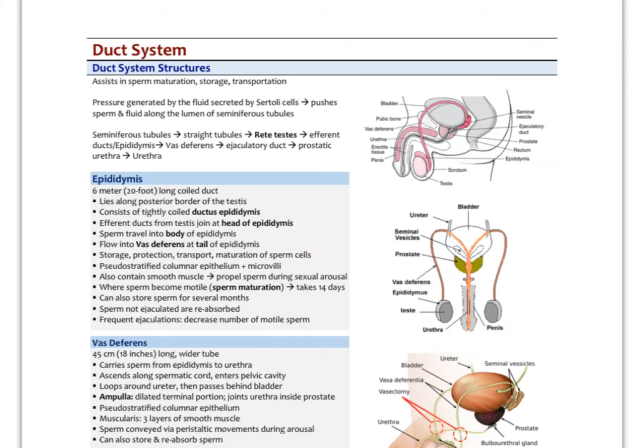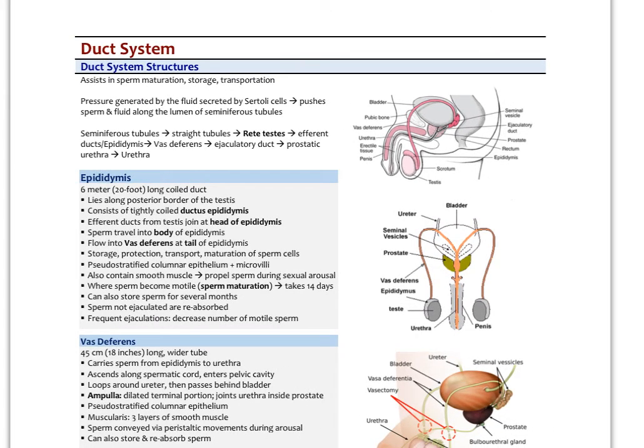Now, once sperm are produced in the seminiferous tubules, we're going to look at what happens to them and where they go from there, and that is where we bring up the discussion of the duct system. The Sertoli cells are creating a fluid, and that's creating a gentle pressure, which is going to push the sperm along the seminiferous tubules, and they're going to go through a series of straight tubules within the testes and collect in what I pointed out earlier is the rete testis.